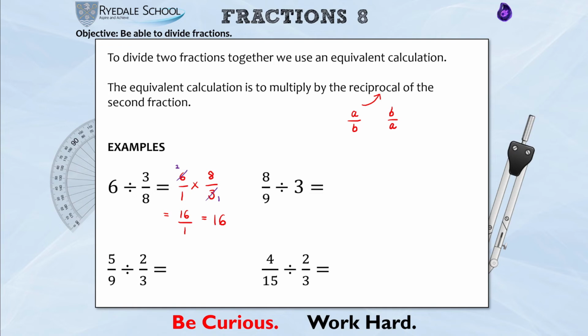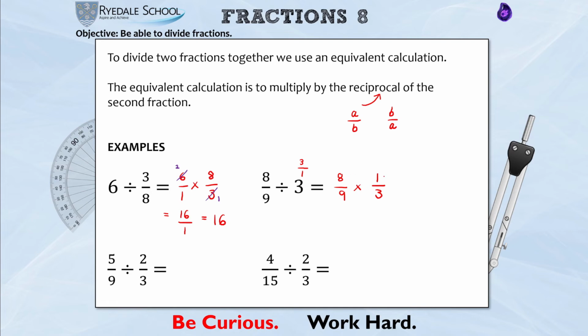Let's look at a second example. So I've got 8/9 divided by 3, but again, we're going to think of that 3 whole ones as 3 over 1. So I leave my first fraction alone, and I am multiplying by the reciprocal. So I swap the 1 and the 3. So I am multiplying by a third.